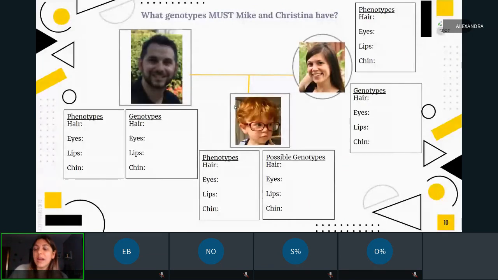So we're going to practice how to figure out the genotypes of Michael and Christina, right? The very first thing you guys noticed in the very first picture is that Luke has red hair, but both parents have brown hair. So how is it possible that Luke has these genes? So we're going to fill out these boxes, and I believe you guys have this on your worksheet.